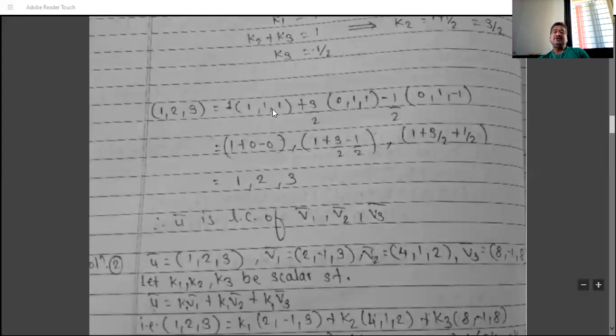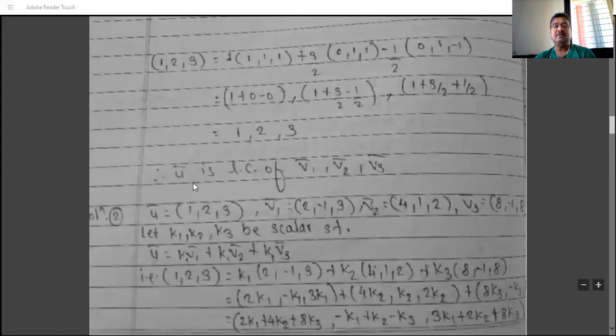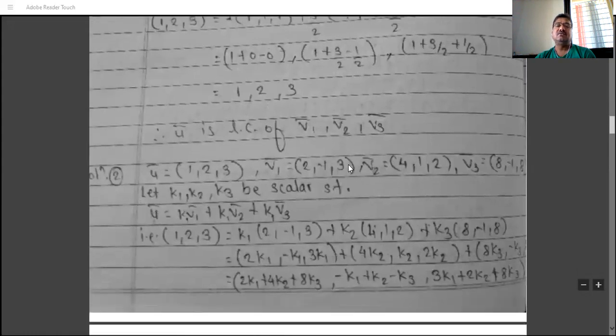So in order to check whether these k1, k2, k3 are correct, we have to tally this, that is, we have to apply the definition of scalar multiplication and addition. We have the same answer (1, 2, 3). So after this we have the values of k1, k2, k3, therefore u bar is a linear combination of v1, v2, v3.